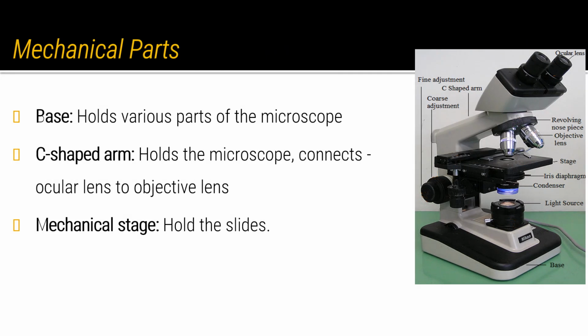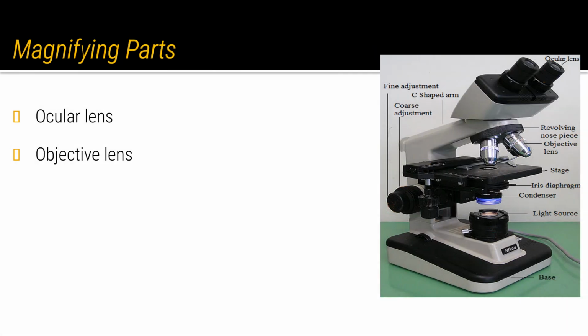In the mechanical part, the first thing is the base. The base holds the various parts of the microscope. The second one is the C-arm. The C-arm connects the base to the ocular lens and objective. The mechanical stage holds the slides. Next are the magnification parts. The first one is the ocular lens and the second is the objective.